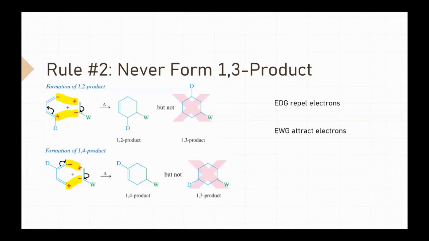So similar to this one, this 1,4 product, your donating group will repel electrons. So this double bond will be repelled towards this carbon. So you have a negative sign over here. And then same thing for this withdrawing group, it will attract electrons toward this carbon, and this will be negative. And so they connect, and you have that 1,4 product.